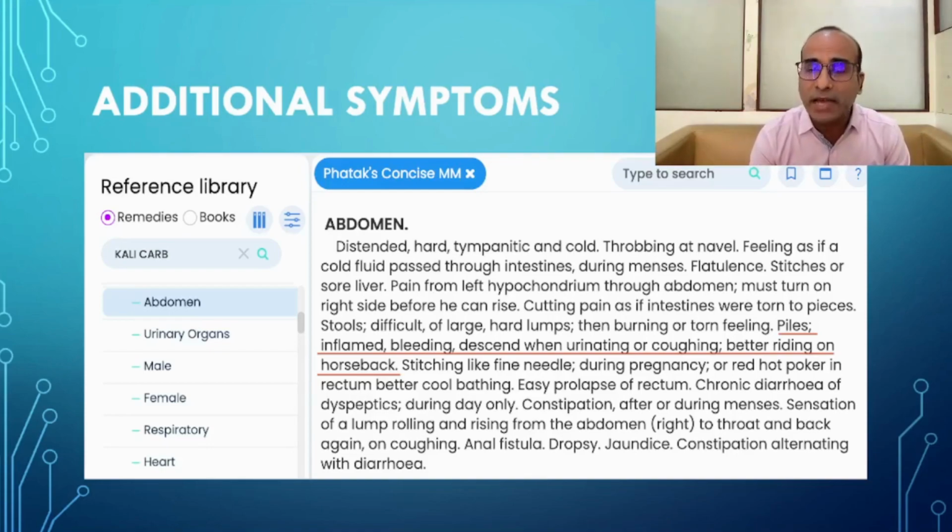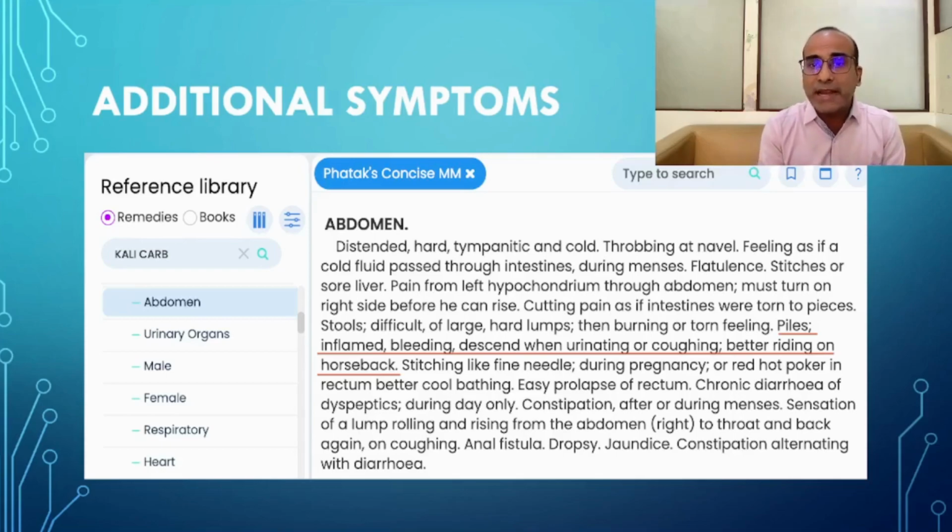And when I read the Kali Carb from Phatak's repertory, you can read the underlying symptom: piles, inflamed, bleeding, descend when urinating and coughing. I prescribed her Kali Carb and she responded beautifully to Kali Carb. If you try to read the same symptom from Boericke's Materia Medica under the rectum, you will not get this symptom. Boericke has written piles get aggravated during coughing, but urinating only Phatak has mentioned.